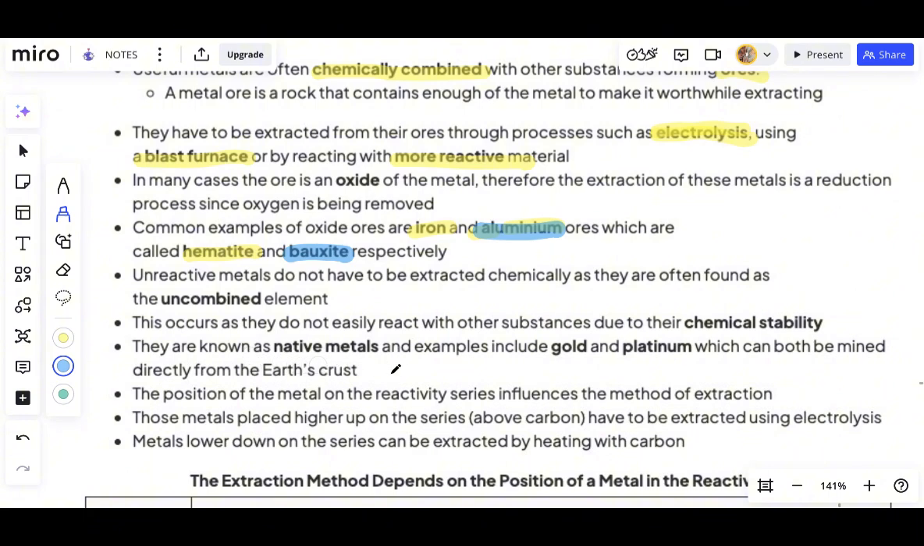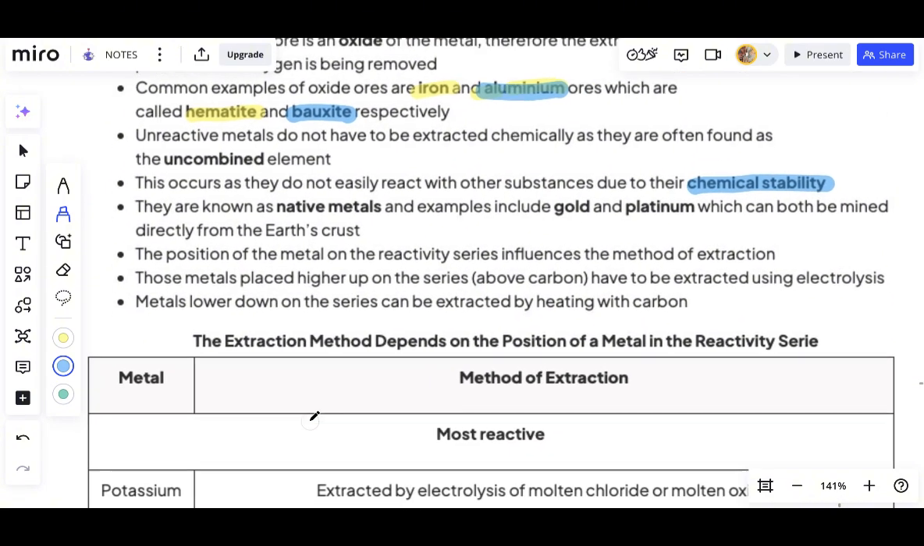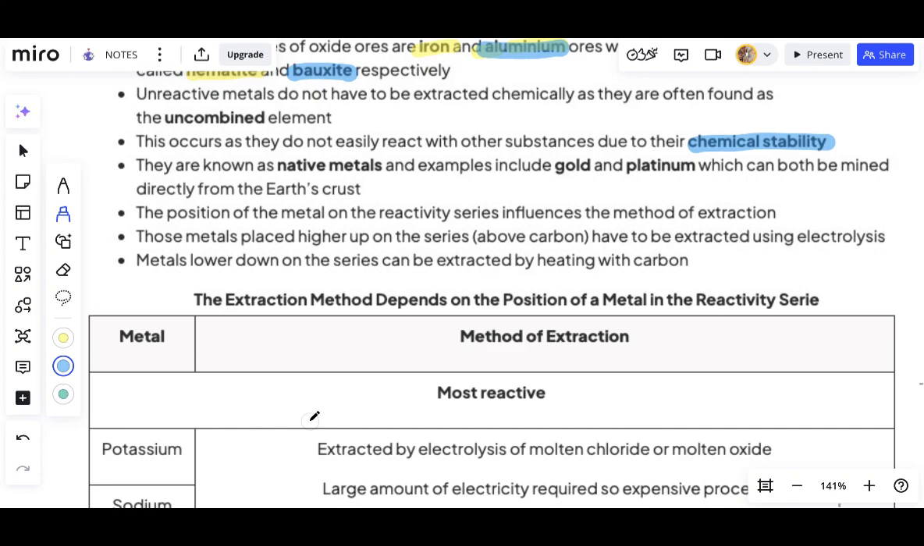Now we say that unreactive metals do not have to be extracted chemically, like gold, because they are uncombined with any other element. They do not easily react with other substances, so you don't have to do anything. They don't combine with any other substance. We just dig them from the ground and clean them.